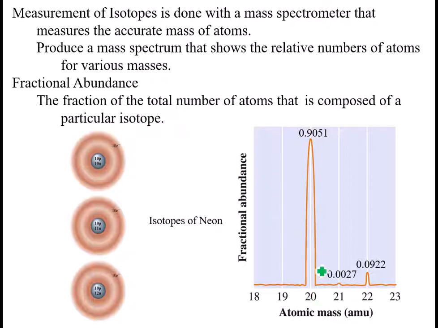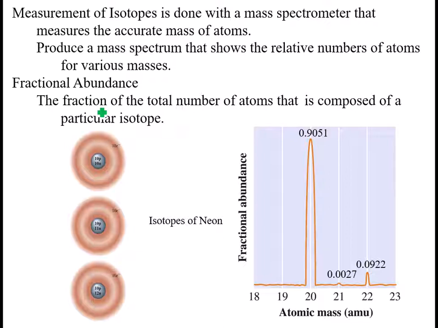So the 20, this one here, 0.9051 of all the atoms that they tested had this atomic mass, okay? And then 0.0027 had a mass of 21, and 0.0922 had atomic mass of 22. Now, these 0.9051, the 0.0027, and the 0.0922 are what they call the fractional abundance, which is the fraction of the numbers that compose a particular isotope.